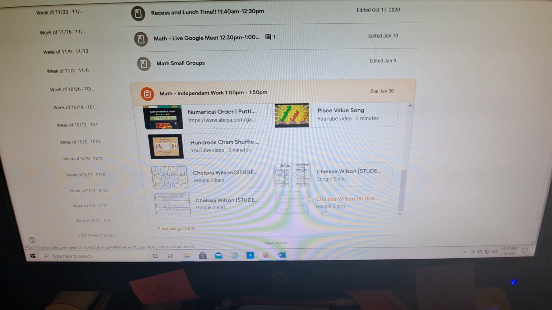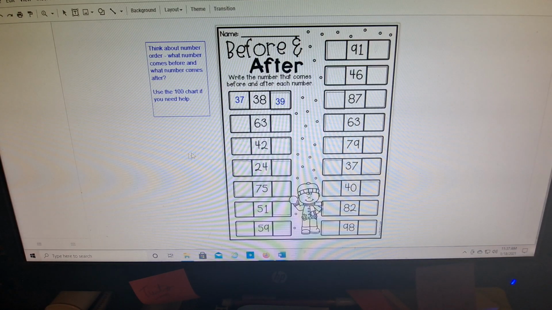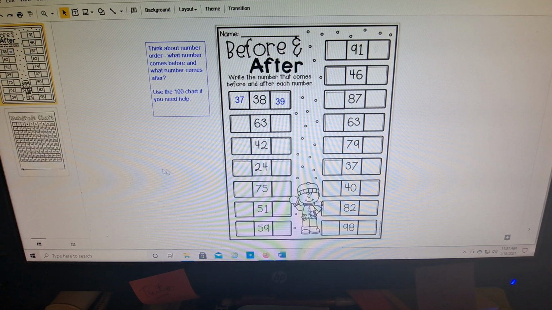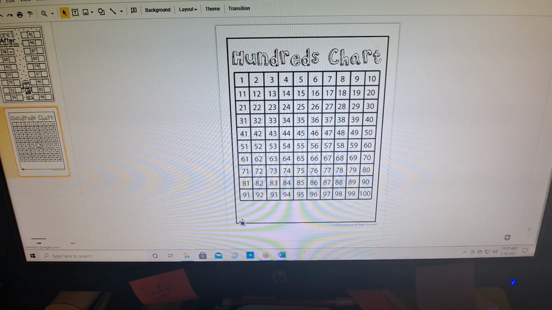Then we have before and after, and I found a super fun song to go along with this. We did it last week as well. I do have the hundreds chart here to help visualize how the numbers are in order, how when you go to the left, it's -1, when you go to the right, it's +1. We've reviewed how when you go up, it's -10, and when you move down on a hundreds chart, it's +10.